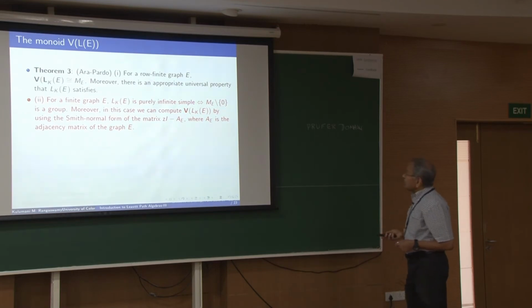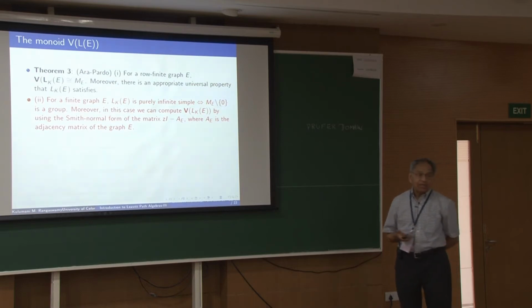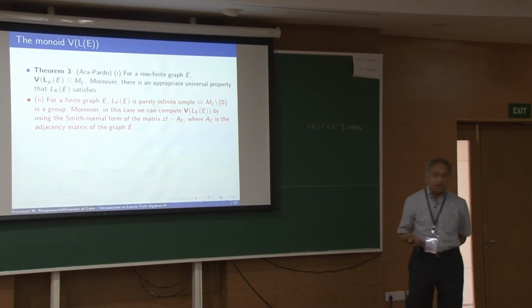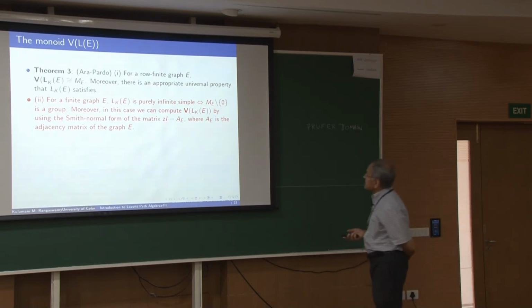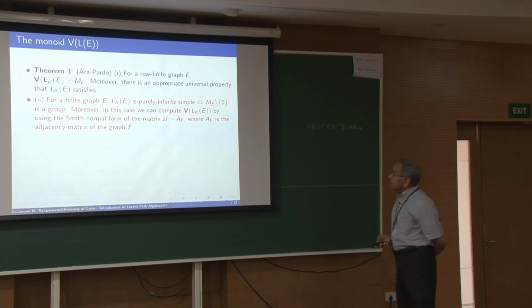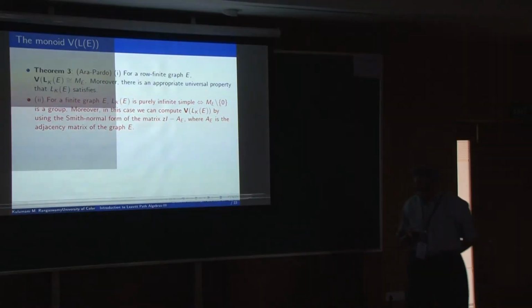Further, we can compute, because our main aim is really the V monoid, and by making it isomorphic to the M monoid, we can compute it by using this Smith Normal Form. Again, there's one more type, this E should be just like, where A sub B is the adjacency matrix.